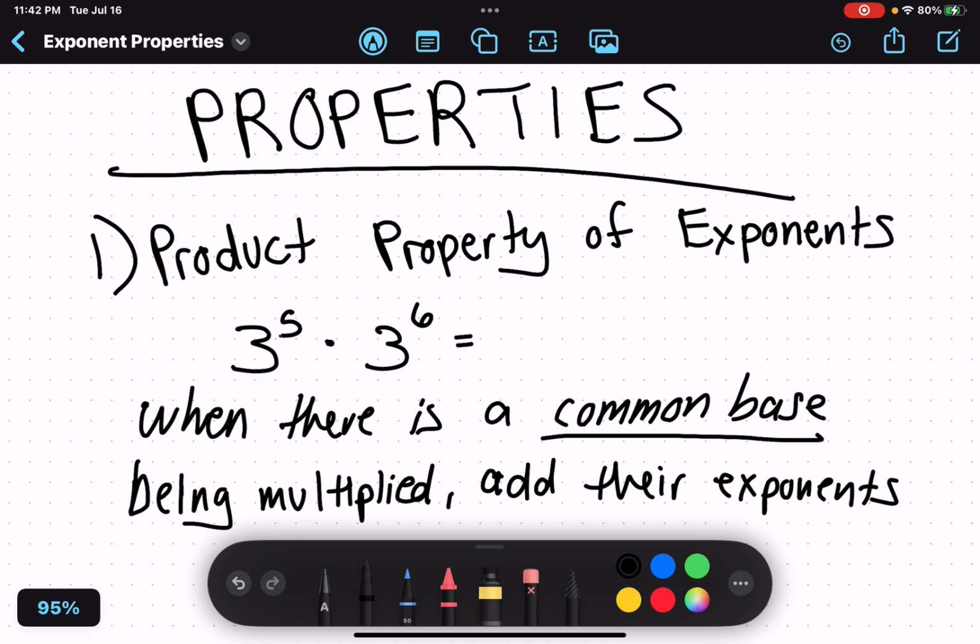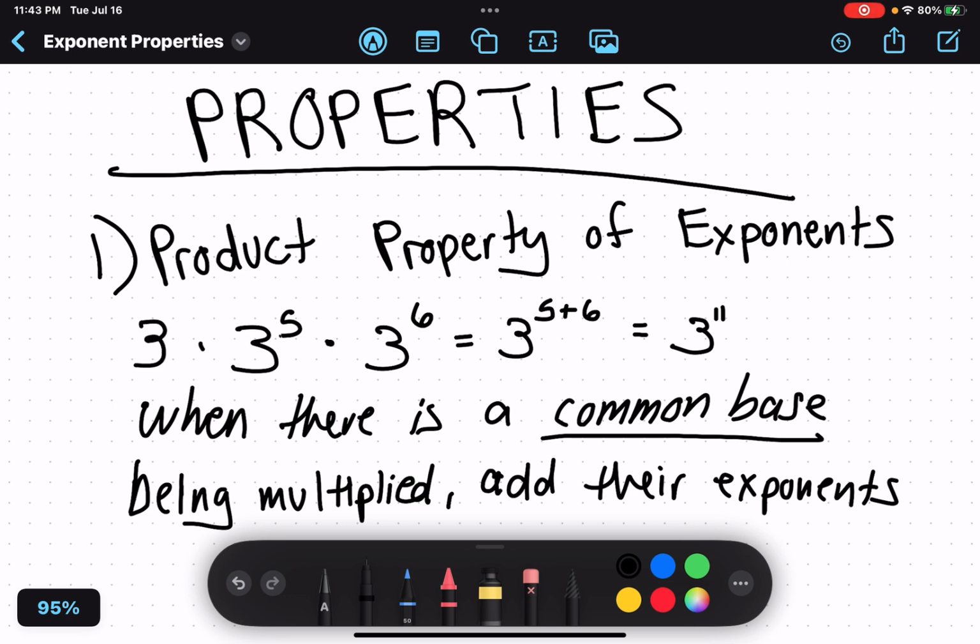To simplify. So 3 to the power of 5 times 3 to the power of 6 can be written as 3 to the power of 5 plus 6. And it could be written as 3 to the power of 11. That is the product property of exponents. And no matter how many common bases you're multiplying, could be 2 like in this example, could be 10, it could be 20, it could be 100. No matter how many, you can always add the exponents and simplify.